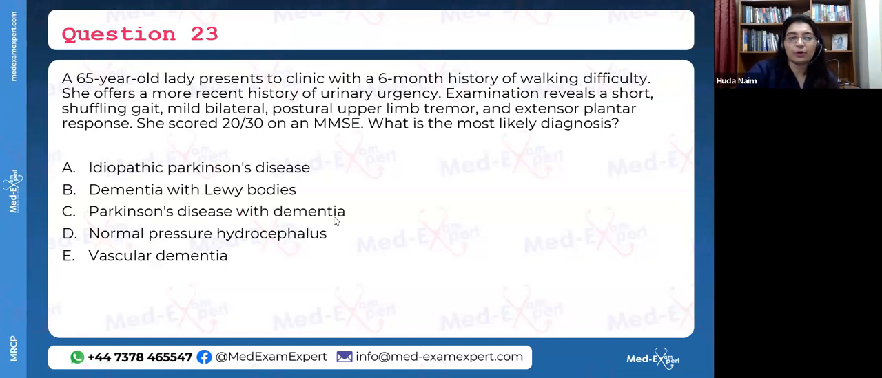Okay, another very, very important question. You have a 65-year-old lady who presents to the clinic with a 6-month history of walking difficulties, and later a recent history of urinary urgency. Examination reveals a short shuffling gait, bilateral postural upper limb tremor, extensor plantar response, and 20 out of 30 on a mini mental state examination. What is the diagnosis?